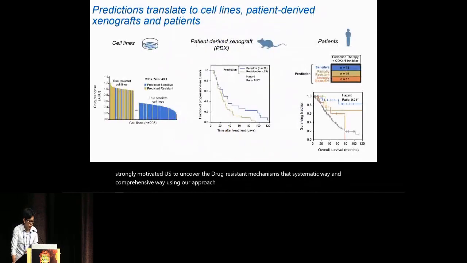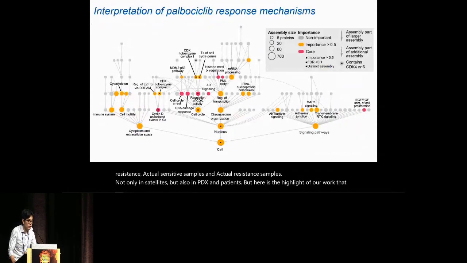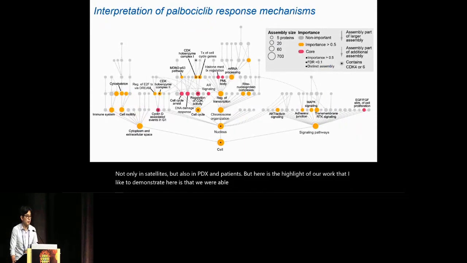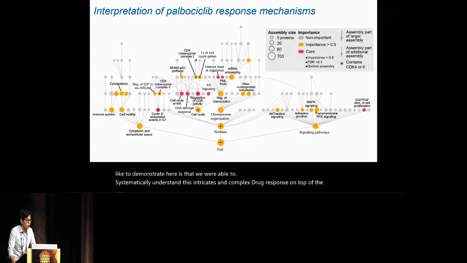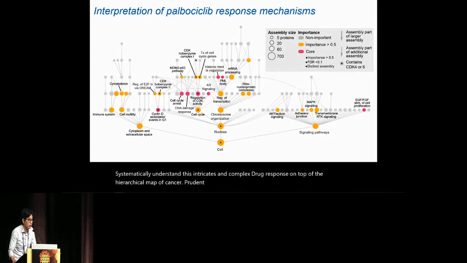And I'll just quickly go through this slide about the predictive performance. Our model was able to accurately distinguish between the actual resistant tumors and actual sensitive samples, not only in cell lines, but also in PDX and patients. But here is the highlight of our work that I'd like to demonstrate: we were able to systematically understand this intricate and complex drug response on top of the hierarchical map of cancer protein assemblies that was embedded in the neural network.